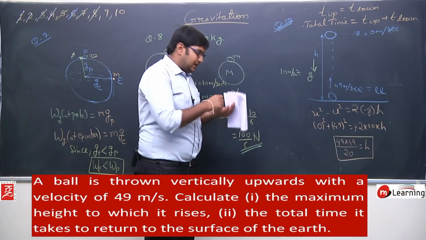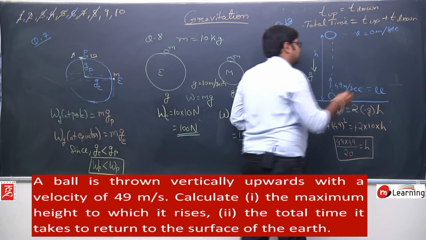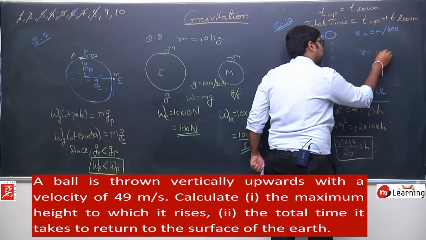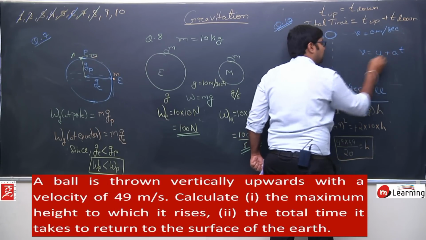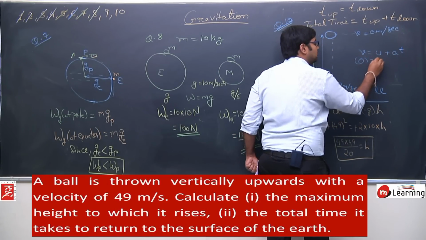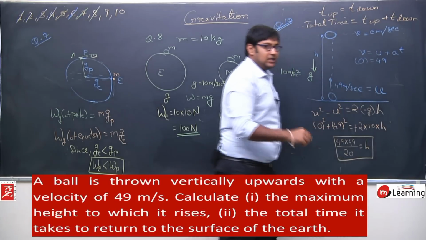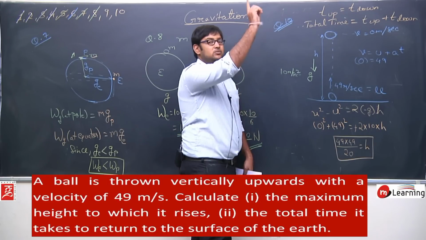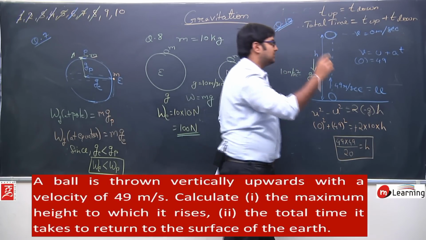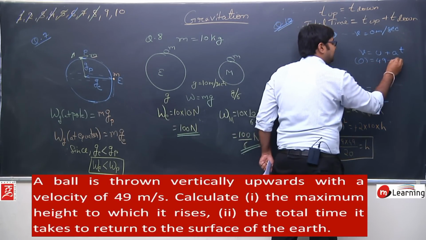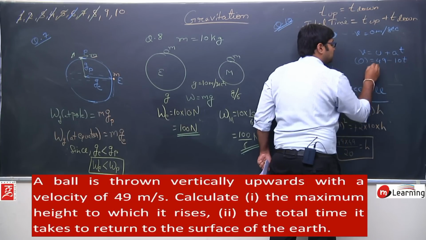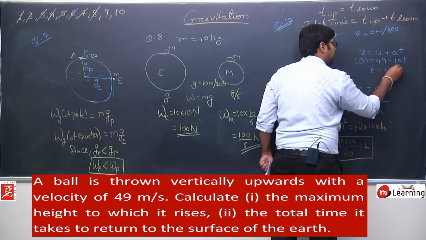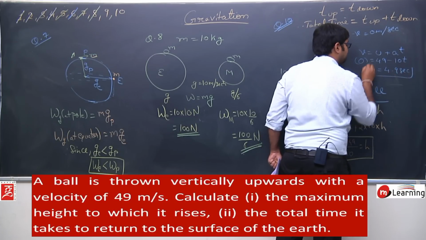Now how will you calculate the time? We can use the equation v is equal to u plus at. Here v will become 0, u is 49. Again, acceleration due to gravity is downward, and while the object is moving upwards, its velocity is upwards. So 0 is equal to 49 minus g, which is 10, into t. So t comes out to be 4.9 seconds.